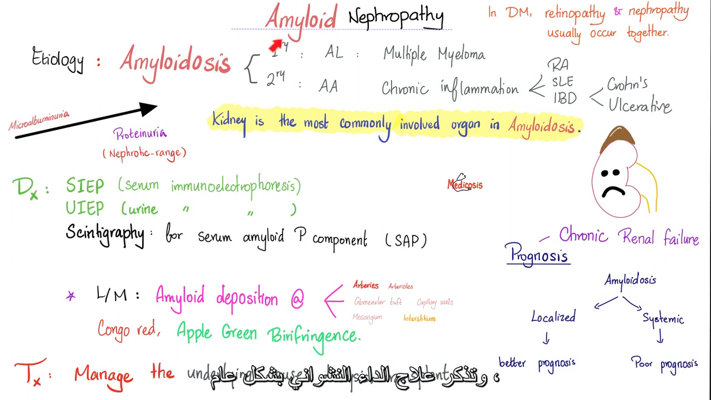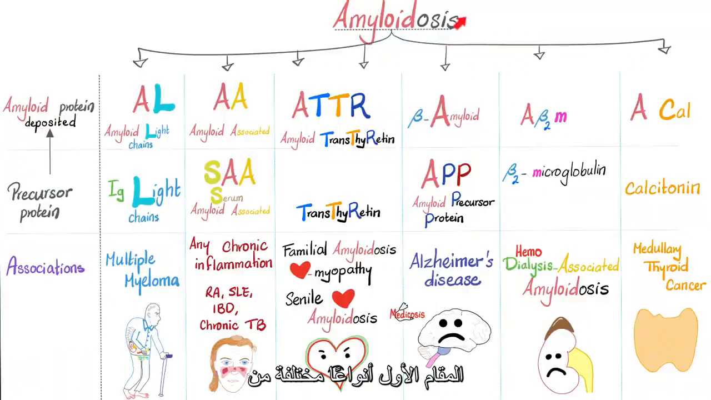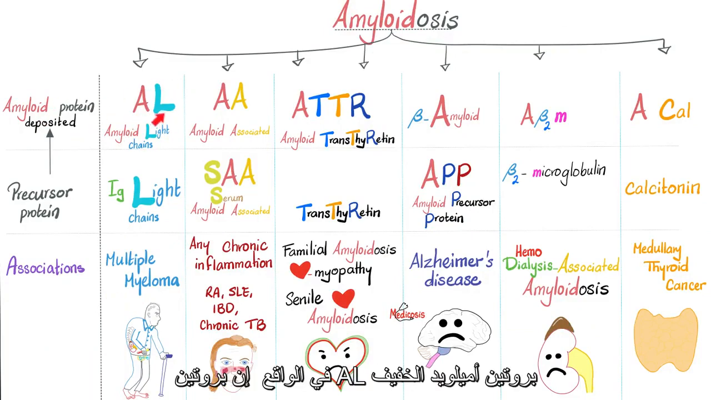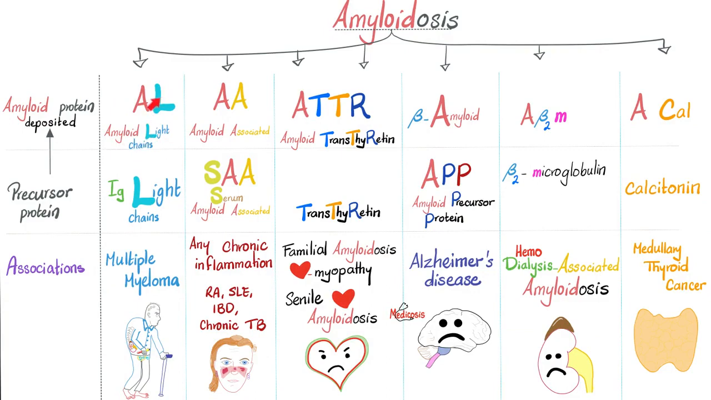And remember, to treat amyloidosis in general, you have to treat the underlying cause that caused amyloidosis in the first place. Different types of amyloidosis. If I have multiple myeloma, the protein that is deposited is actually the AL protein, amyloid light chain protein. Who's the precursor? The precursor was immunoglobulin light chain.